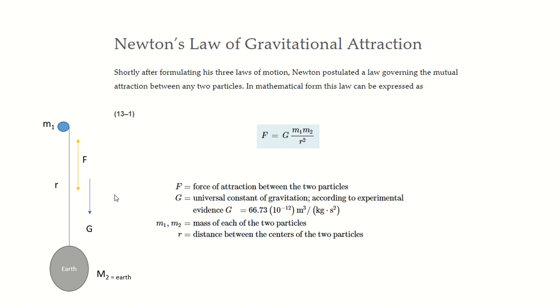Whichever way you want to do it, there is a force of attraction between any two particles. And that pull force is called the force of gravitation between those two bodies. And that is Newton's law of gravitation. So here, that's your force of attraction between the two particles. G is a universal constant of gravitation.